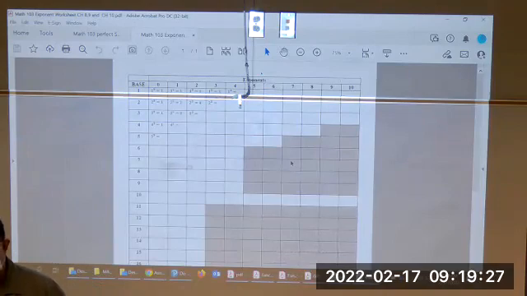Because some of you are going to want to know, how did you get that? And I'm saying it's one of the rules of exponents.